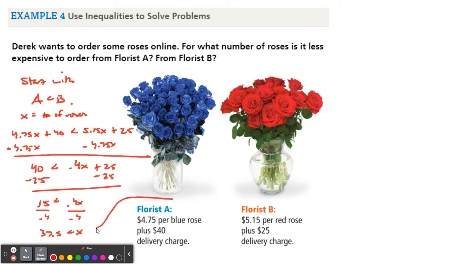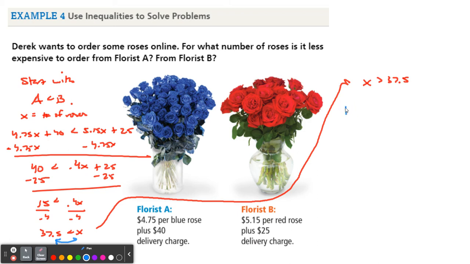However, what I want to do is flip that around. If 37.5 is less than x, then that means x is greater than 37.5. So I took this entire inequality and just spun it around, so the less than became a greater than. So what this means is florist A is going to be less if you buy 38 or more roses. You can't buy 37 and a half roses, right? So 37 and a half is that middle number. So it's either 37 or less or 38 or more. So we're going to write it like this.